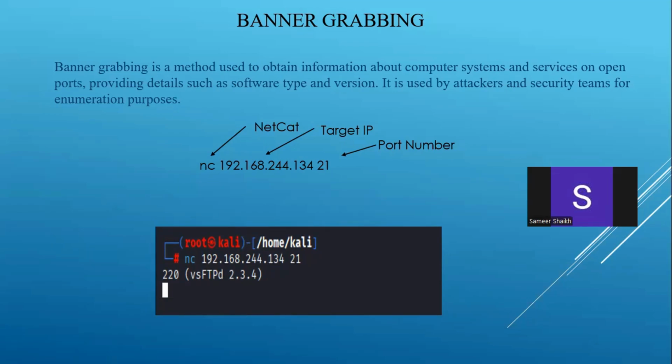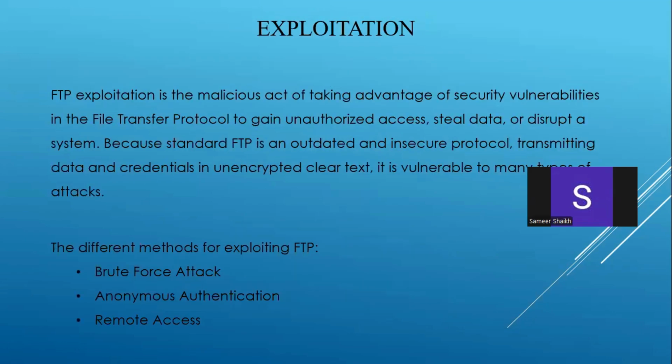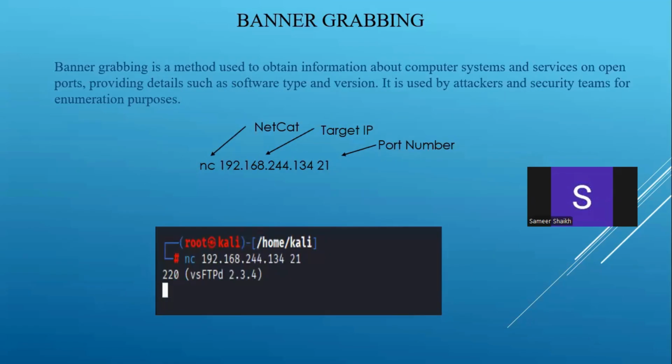Okay, so next, you can see the command which is mentioned over here, that is nc, that is netcat, the target IP, and the port number which we are going to target. And below that, you will see the information about which version of FTP is running on that system, that is 2.3.4.